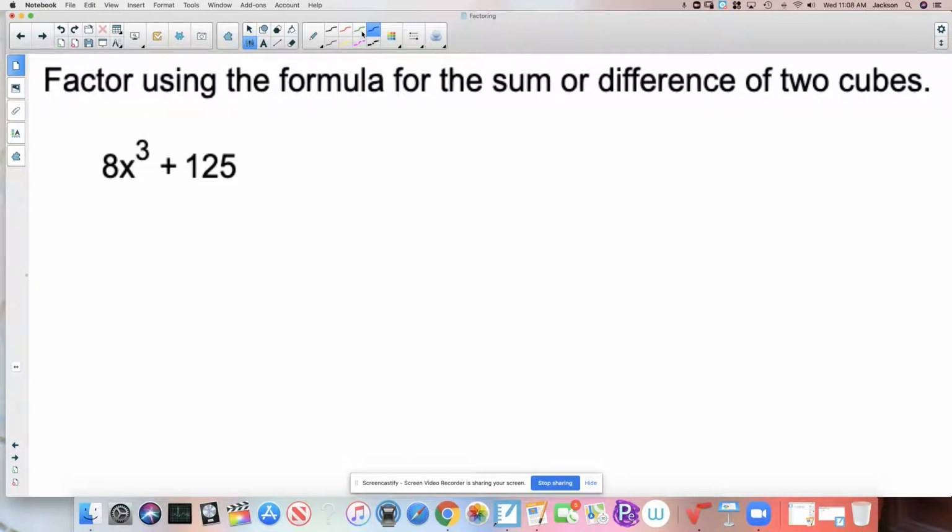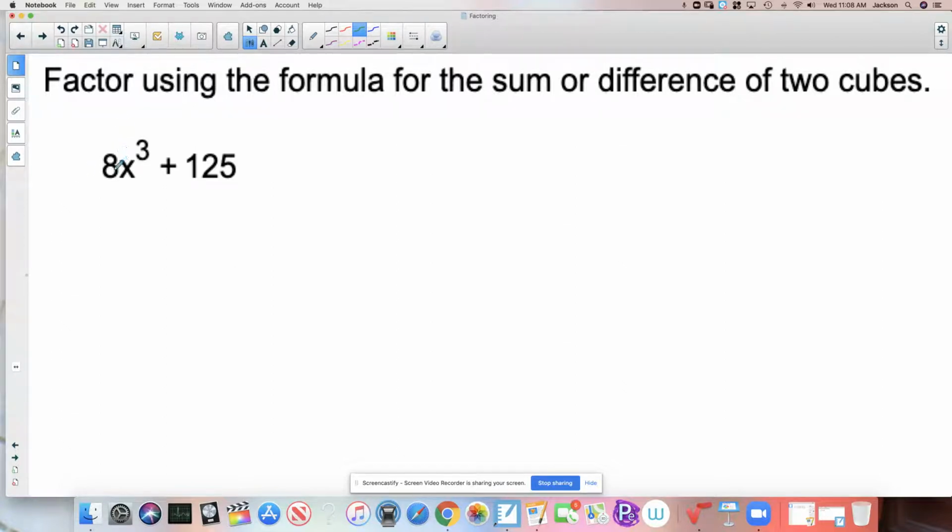Okay, let's look at one more example of factoring a binomial. This one, we've got two terms. We've got a cubed variable, and then we've got this floating constant here. So clearly nothing that they have in common. 8 and 125, there's no common factor there. So we can't pull out a greatest common factor.